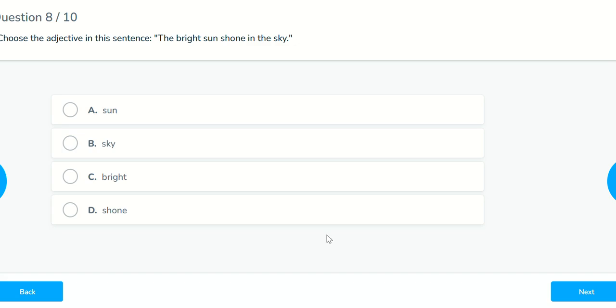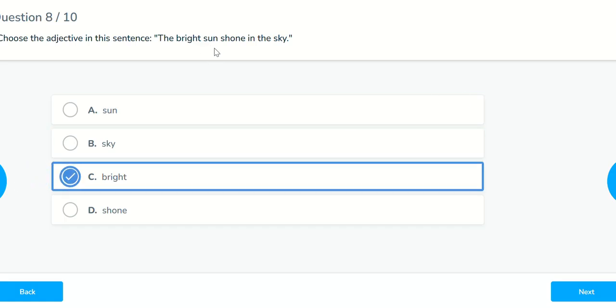The bright sun shone in the sky. What is our adjective? Shone, that's the verb. Sky is a noun. Sun is a noun. Must be bright. Bright tells us what kind of sun it is.